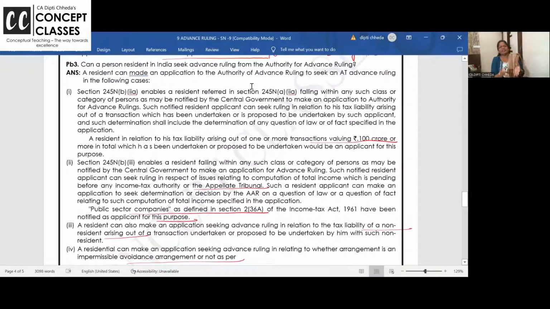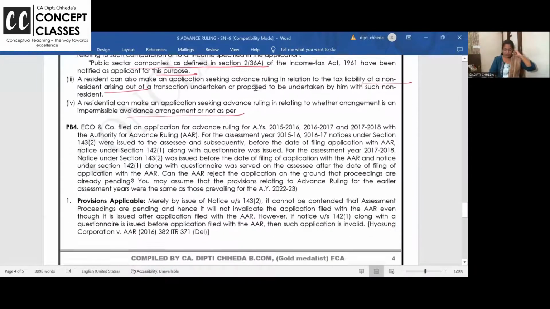Now this is again a revision. This is a theory question, but see the way they have asked. Can a resident apply? Yes. For a case against a non-resident, for PSUs, for a case where liability is exceeding 100 crores, and when the case is pending with the ITAT. So all these, definitely. You can write the answers point-wise and you will get marks for sure.